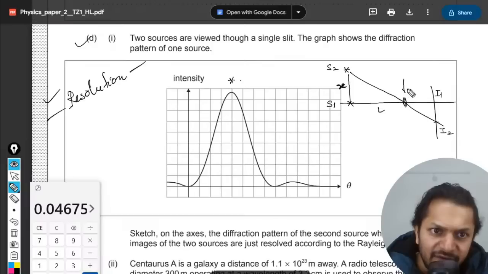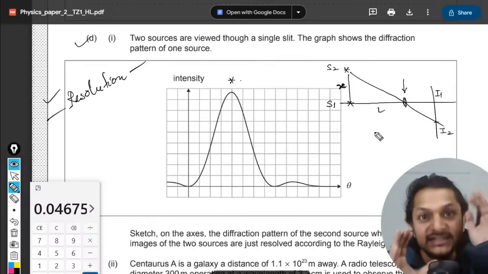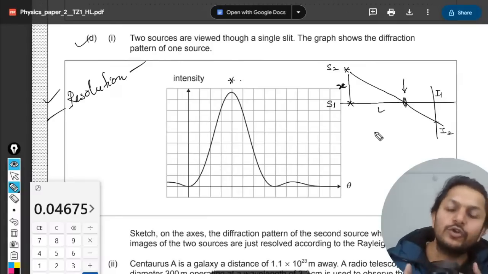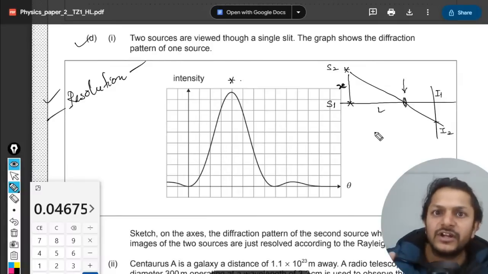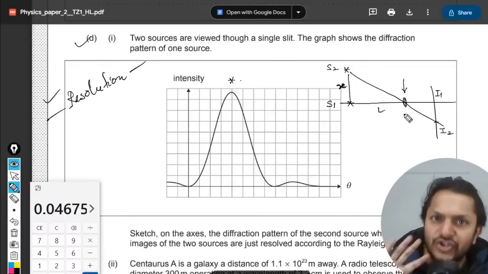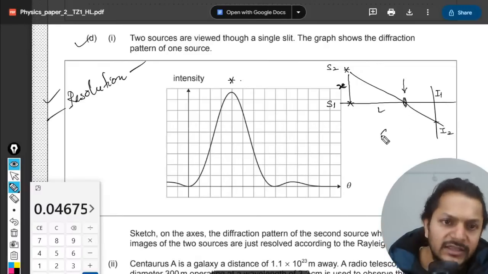This is the device which is used to see the two stars. It could be a telescope, or if you're talking about some other thing like two aircrafts coming, it could be a radar, whatever. But this is the measuring instrument, and it has a circular aperture. That is also a condition, it is a circular aperture.